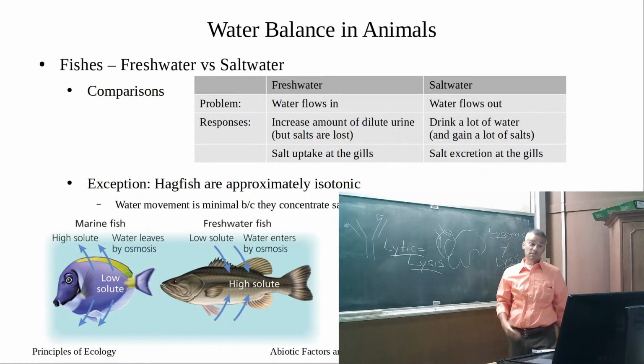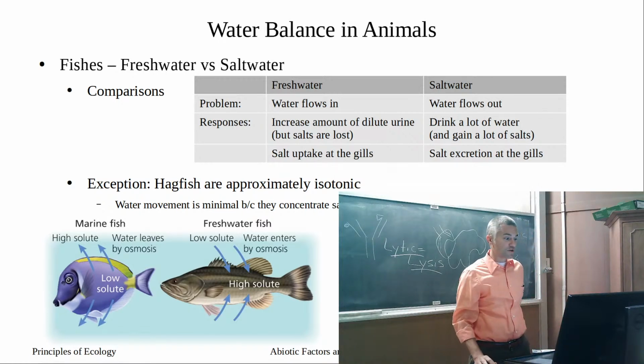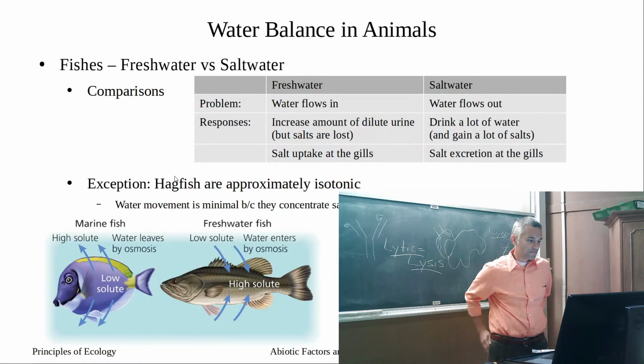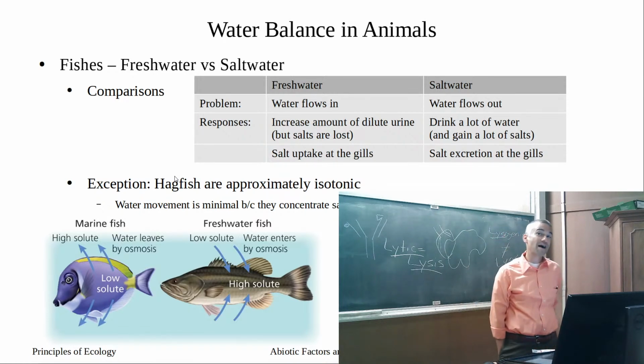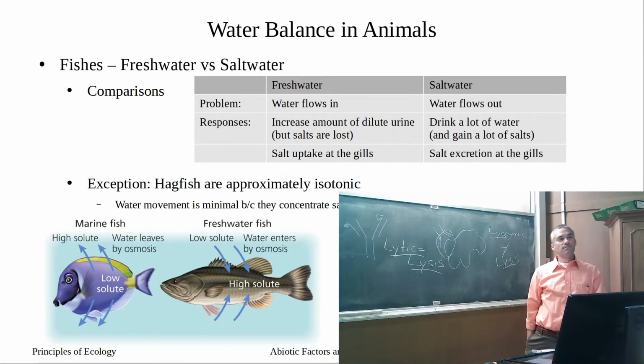So this is the problem. The exception for our fishes are the hagfish. Hagfish are approximately isotonic, which means they have a body salt concentration approximately equal to that of the ocean. All right, who knows what a hagfish is? I know if you've had zoology, you've looked at one of these. What's a hagfish?